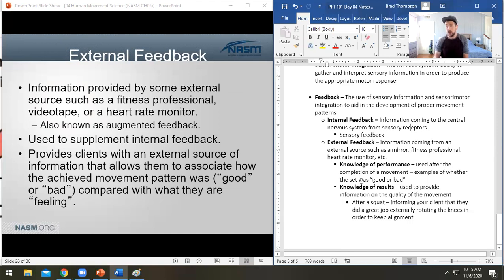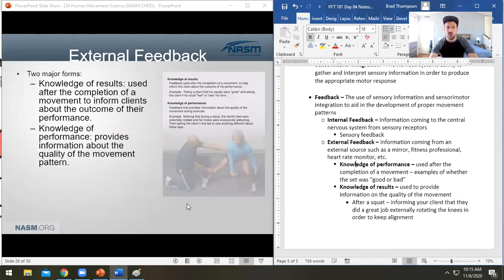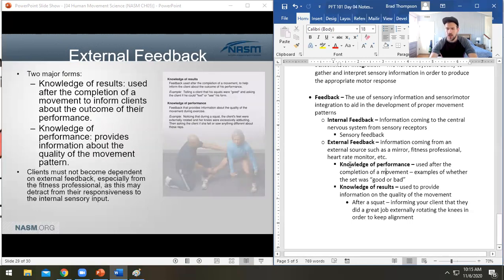We like external feedback, but we don't want to be entirely reliant on it, right? We want our clients to use both internal and external at the same time. We want both of those feedbacks to happen simultaneously. Then when it comes to external feedback, there's two major sections here: knowledge of performance and knowledge of results.